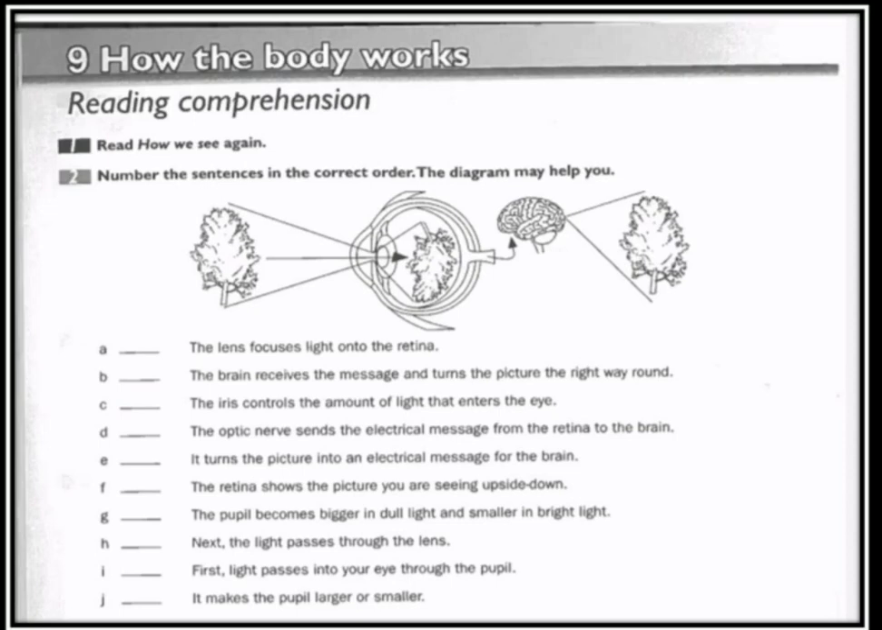And finally, what happens? Which sentence? It is sentence B. The brain receives the message.